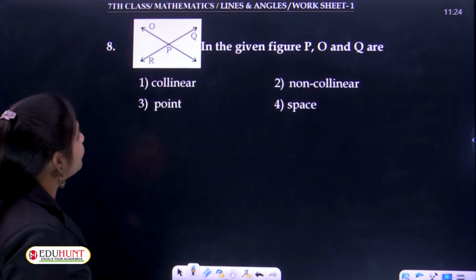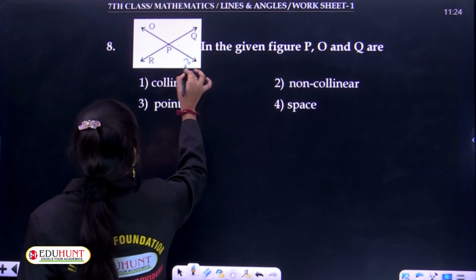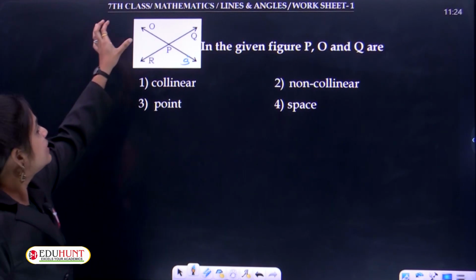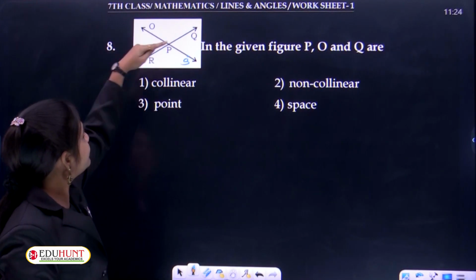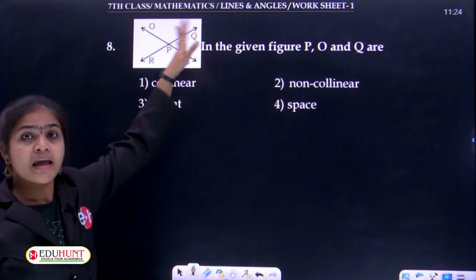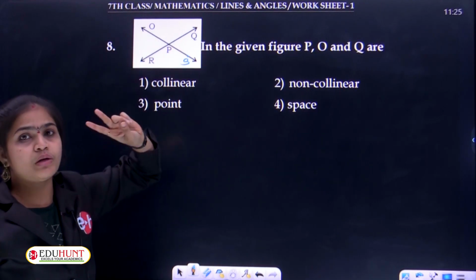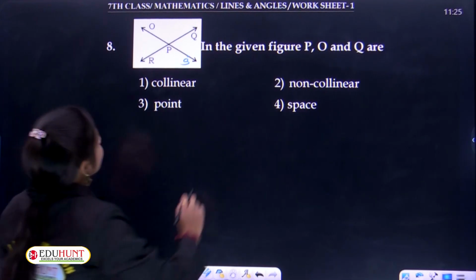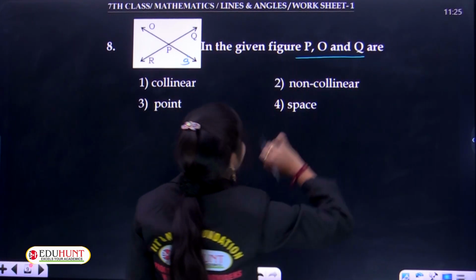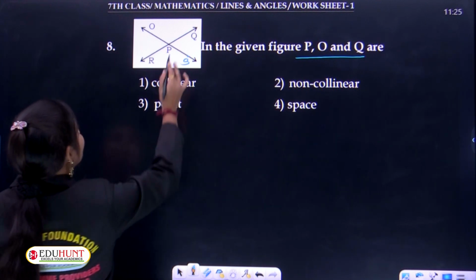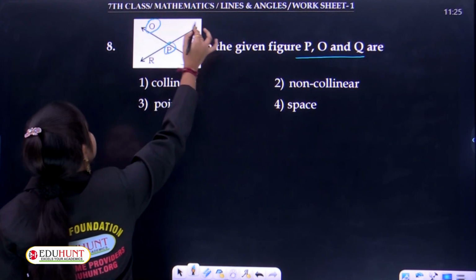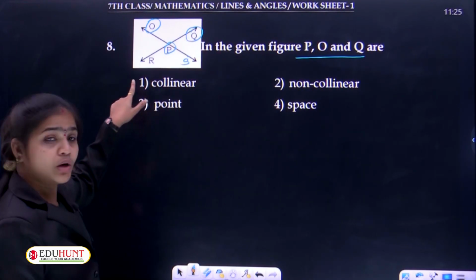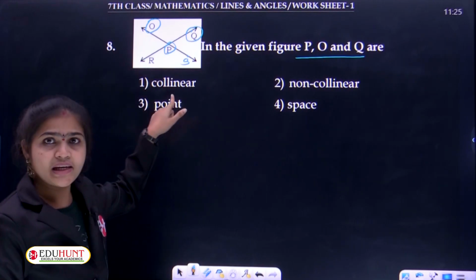The 8th one, see here, in the given figure, S is there. When we draw those two lines, one line is represented as QR or RQ. Another line also you should represent with two letters. Then here OS is another line. Now what they're asking: in the given figure, P, O and Q are 3 points. As per the options, are those 3 points collinear, ma?